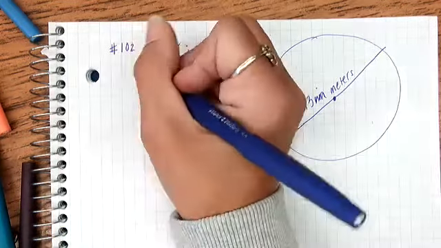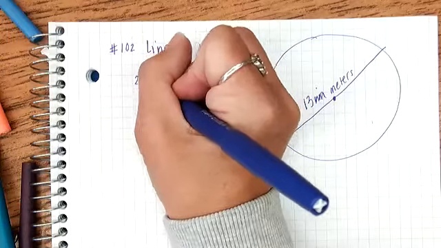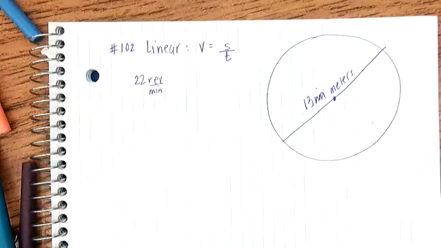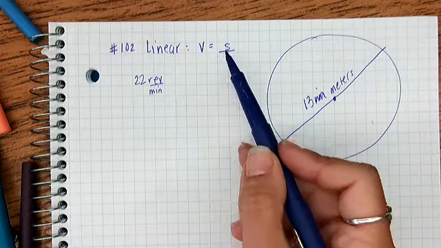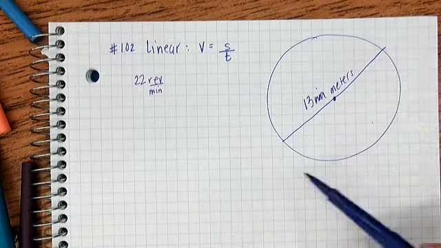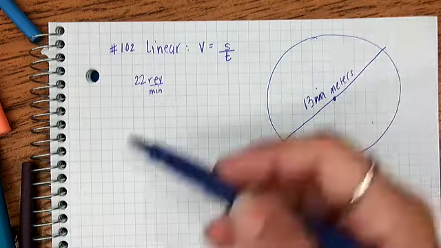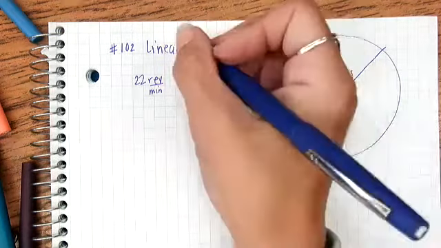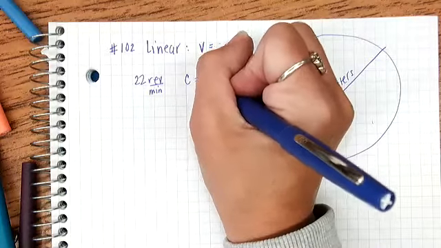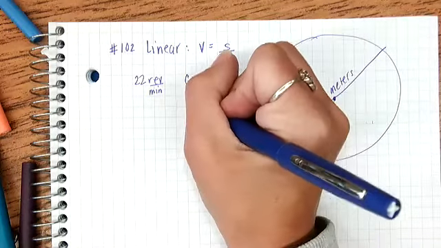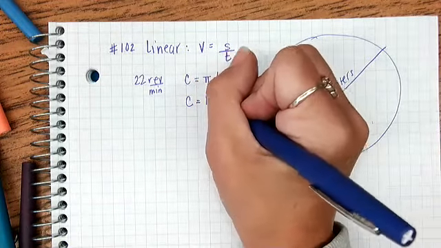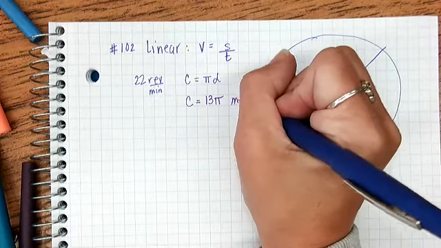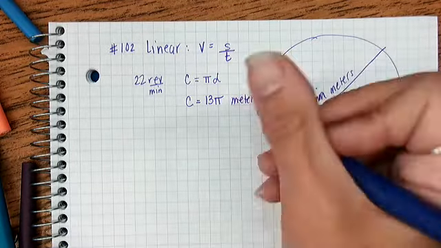22 revolutions per minute. The diameter is 13 meters. What's the linear speed? Okay, so I have to figure out S. S is the distance. Okay, well, around and around 22 times. So that's going to be circumference, which is pi d. So 1 revolution is 13 pi meters.